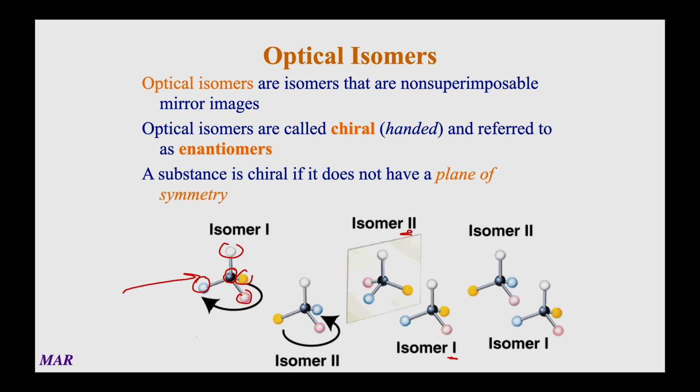Notice how they kind of look like they're mirror images of each other, like blue to blue, yellow to yellow, whites on top, pinks in the back. They look like your hands when you put them next to each other. But isomer 1 and isomer 2, you can't rotate one into the other, all right? They're just like your hands. They look like they're mirror images of each other, but you can't rotate one into the other.